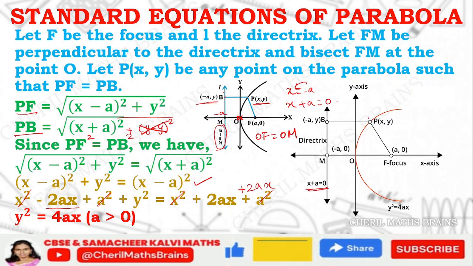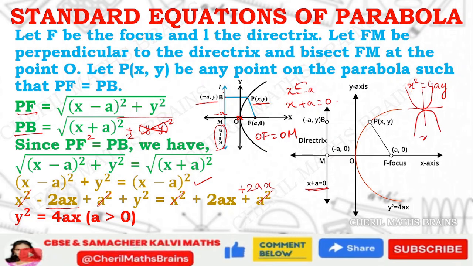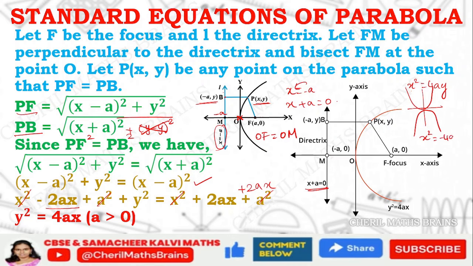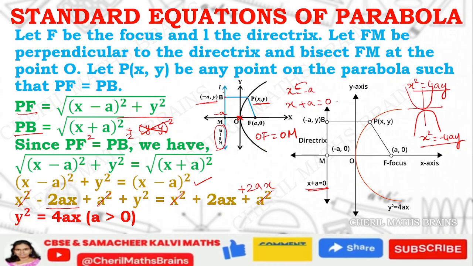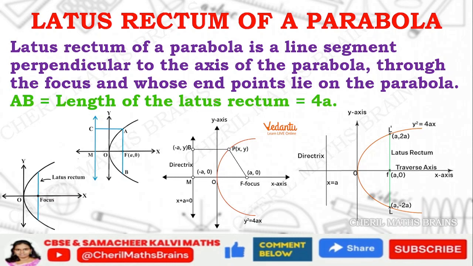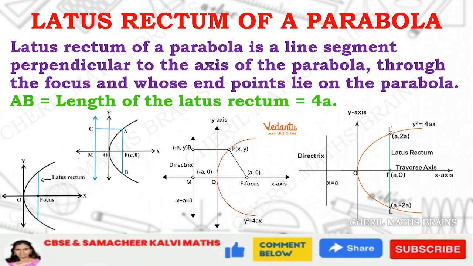So this is for this curve. If it opens in this way, it will be y square equal to minus 4ax. If it is going to be like this, it will be x square equal to 4ay. Similarly, if it is going down, it will be x square equal to minus 4ay. Is it clear, children? Are you now able to understand the standard equation of a parabola? Yes.